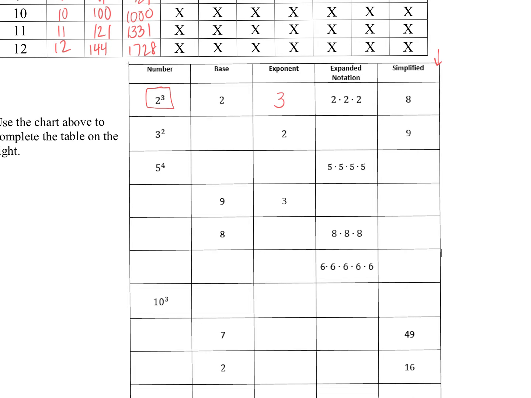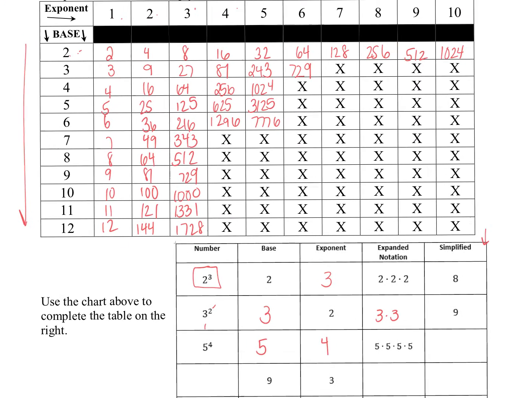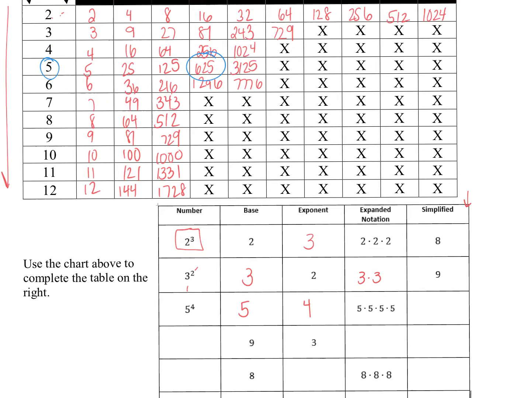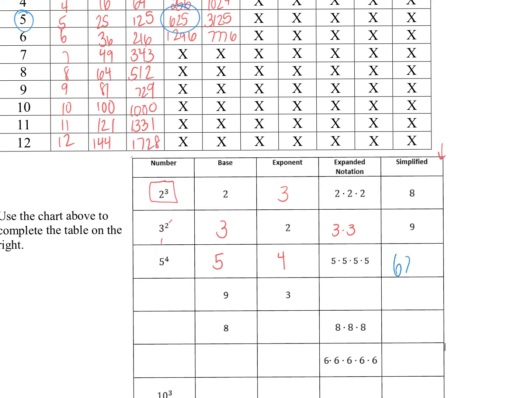Then I have 3 squared. Now 3 is my base and 2 is my exponent, so I'm going to fill it in, okay? And in this expanded notation, we are just saying that we are multiplying 3 two times. Going on to the next one, we have 5 to the 4th. So my base is 5, my exponent is 4, and I'm multiplying 5 four times. So I'm going to go back up to my chart here. I'm going to go to a base of 5 and an exponent of 4 and get my answer. Okay, so it's 625. So that's going to go in this box here.